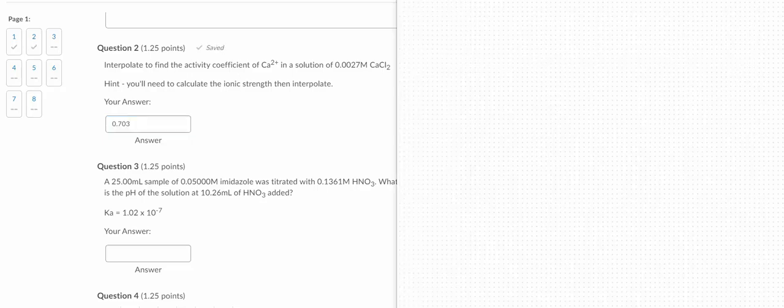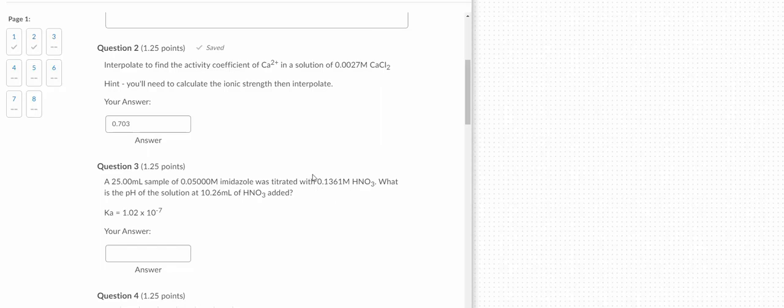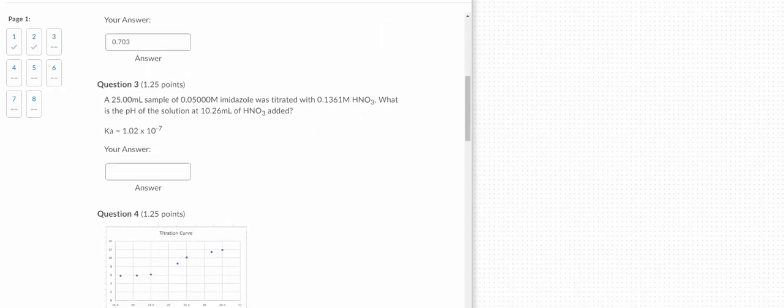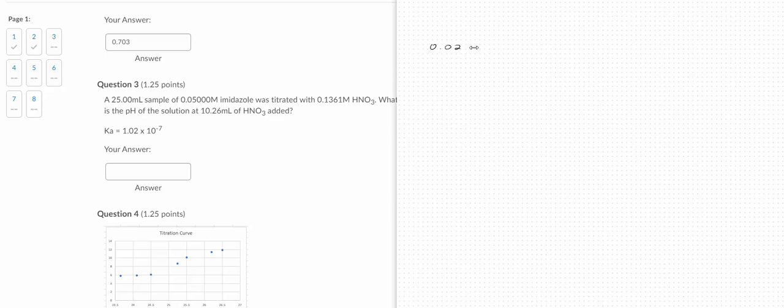My question number 3 is a titration. We have a 25 milliliter sample of imidazole, and we're titrating it with a strong acid. So we have a weak base and a strong acid. So what's the pH of the solution at 10.26 milliliters of strong acid added? Well, first let's find out where we are in this titration.